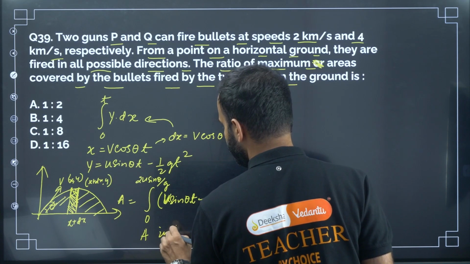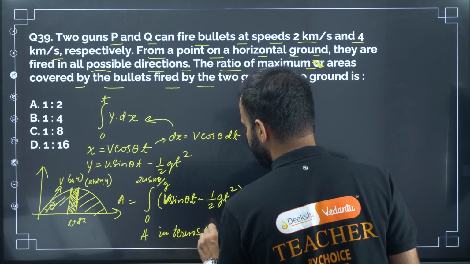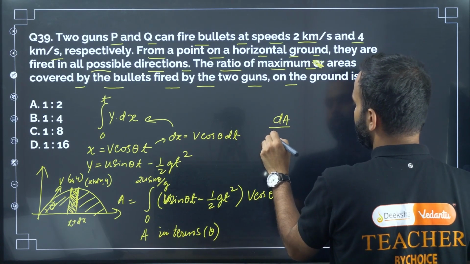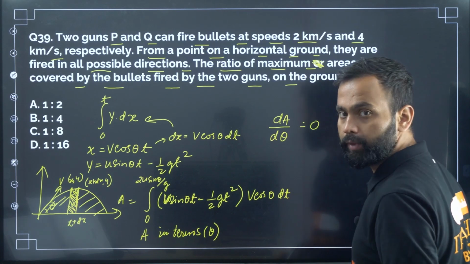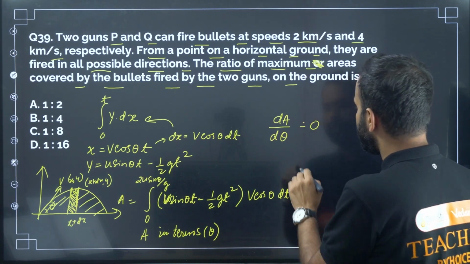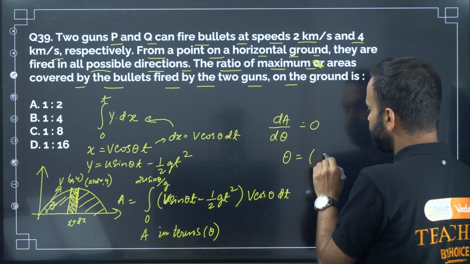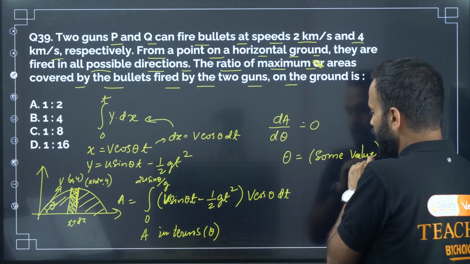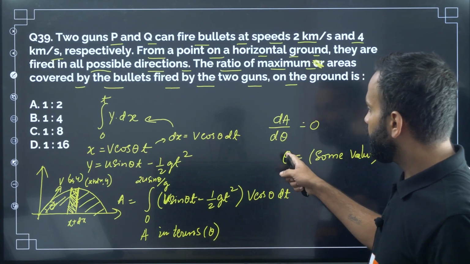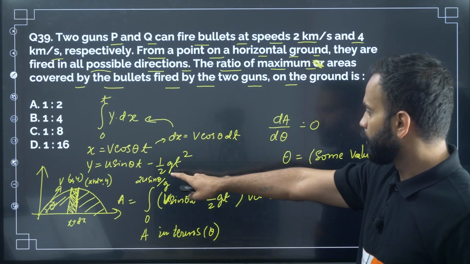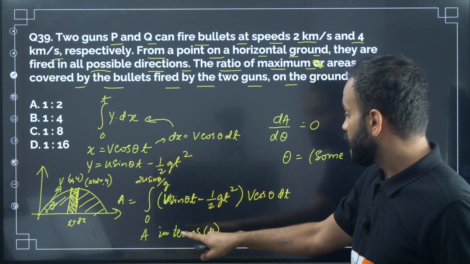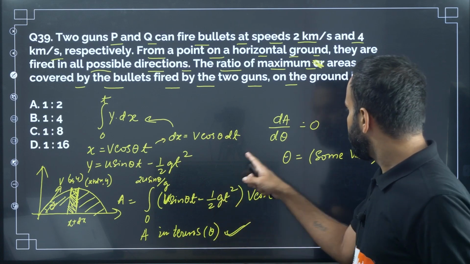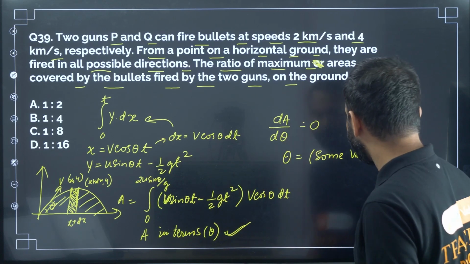Then differentiate A with respect to theta and equate that to 0. Then you will get the value of theta. Then substitute the value of theta into this equation, sorry, not that equation, this equation. Then you will get the maximum area, A maximum.